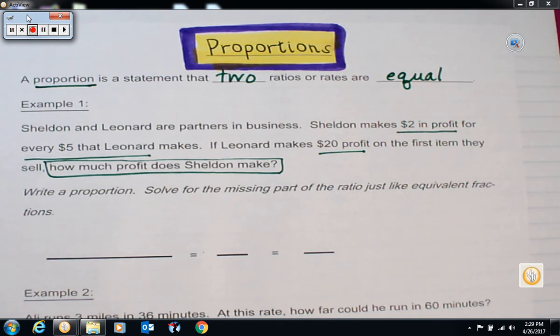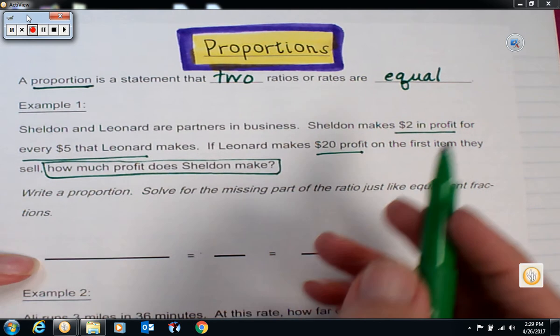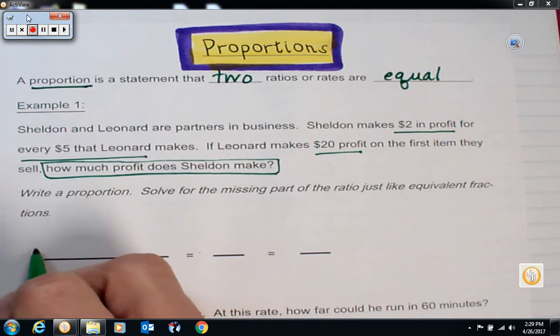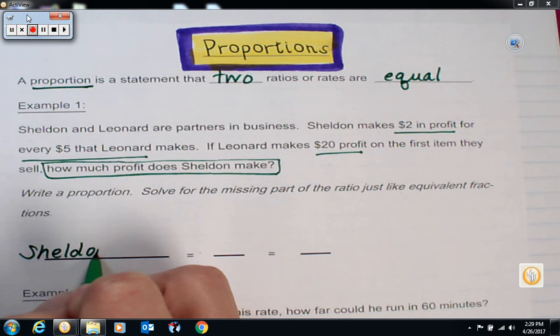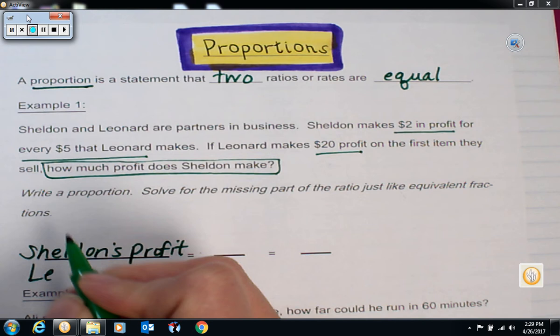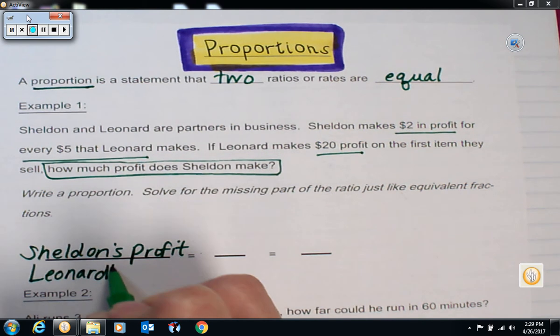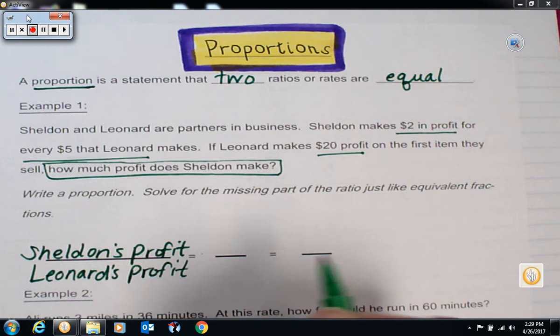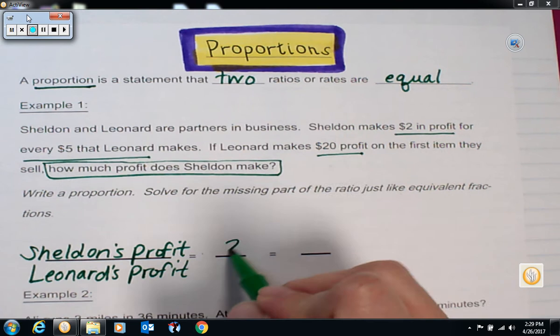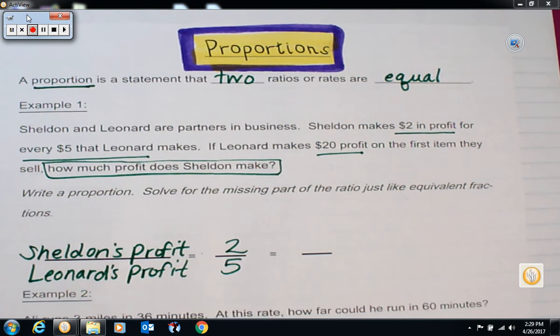So let's set up the proportion to start with. So I have Leonard's profit compared to Sheldon's profit. So I'm going to put Sheldon's profit on the top of my rate, and I'm going to put Leonard's profit on the bottom of my rate. And as I create these equal rates, it's going to be really important that Sheldon stays on top of the rate and Leonard stays on the bottom of the rate. The rate that was given to me is that Sheldon's profit is $2 for every $5 that Leonard earns. So my first rate is 2 to 5.